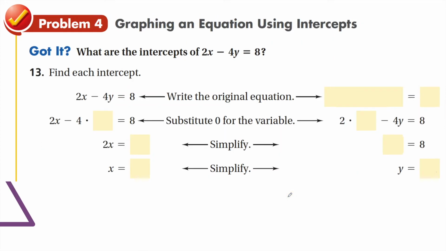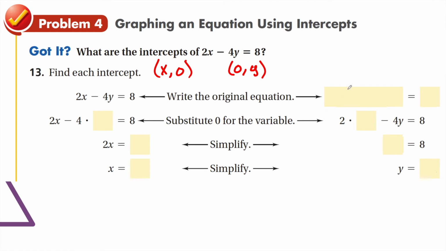Problem number 4. Graphing an equation using intercepts. Well, what are the intercepts of 2x minus 4y equals 8? Can we find each intercept? Now remember, the x-intercept is going to be represented by the x number with y equal to 0. And the y-intercept is going to be x equal to 0. And then the y value will be whatever it is.